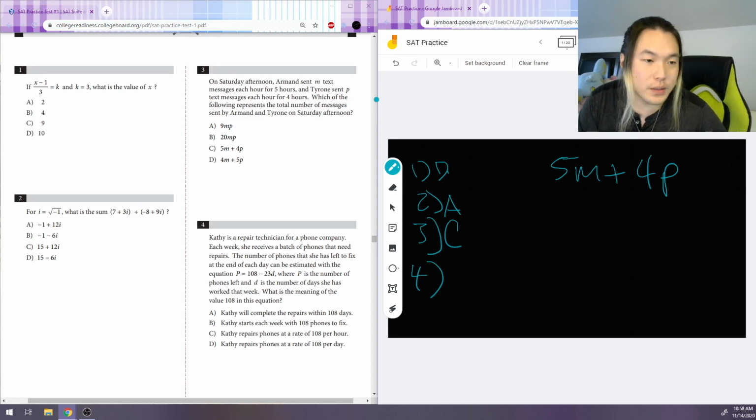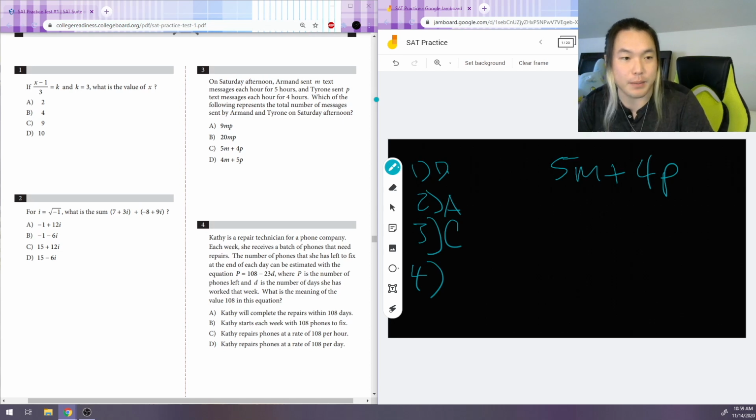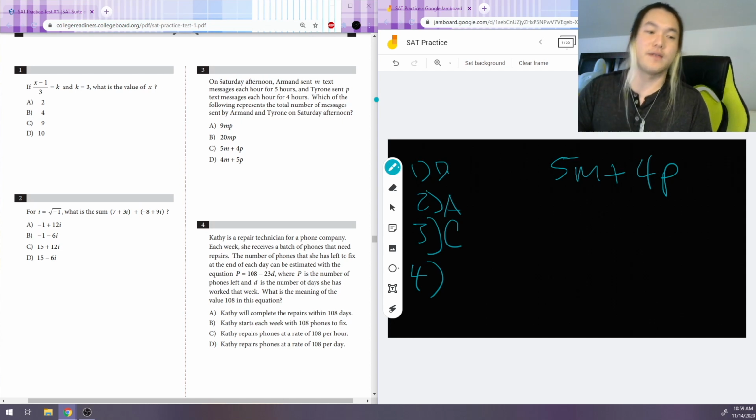Oh, here we have a word problem. Lengthy. Kathy is a repair technician for a phone company. Each week she receives a batch of phones that need repairs. The number of phones that she has left to fix at the end of each day can be estimated with the equation P equals 108 minus 23D, where P is the number of phones left and D is the number of days she has worked that week. What is the meaning of the value 108 in this equation? All right.